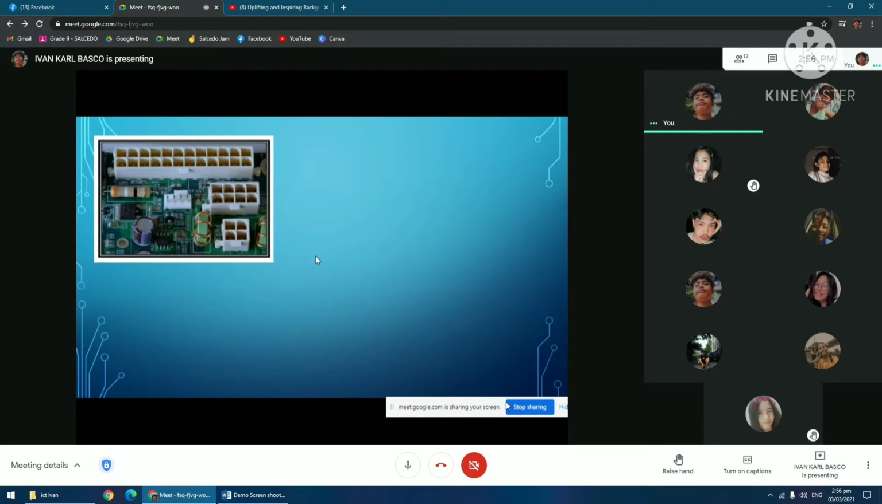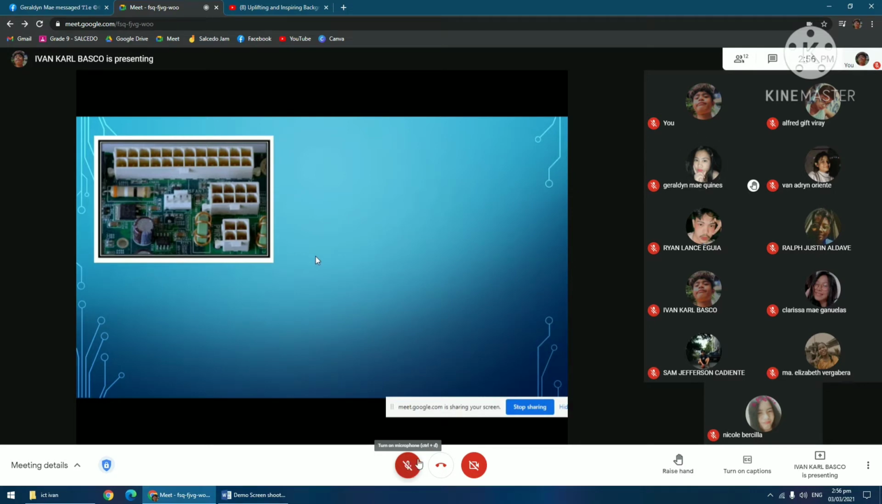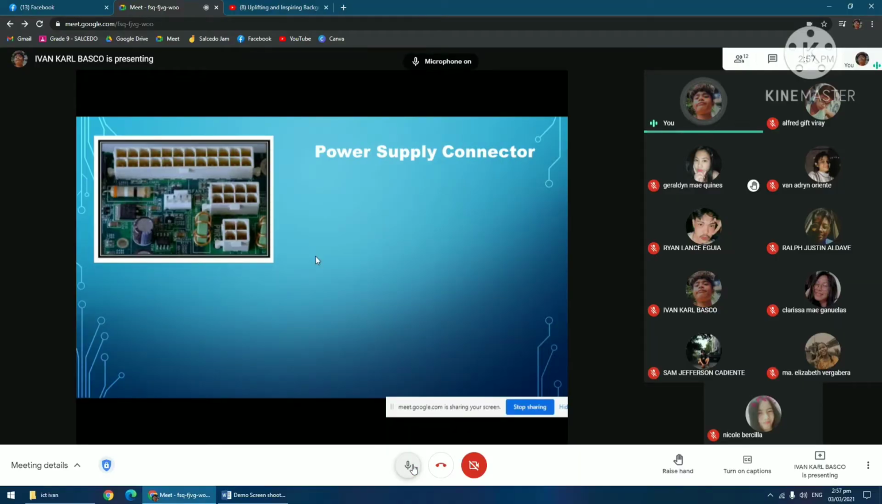Second picture. Who wants to answer? Geraldine. Sir, it is a power supply connector. Okay, let's see if that is correct. Power supply connector, correct. What is the function? It is a part of the motherboard where the power supply unit cable connector can be connected. Okay, basically, this is where the power supply unit cable connector can be connected.